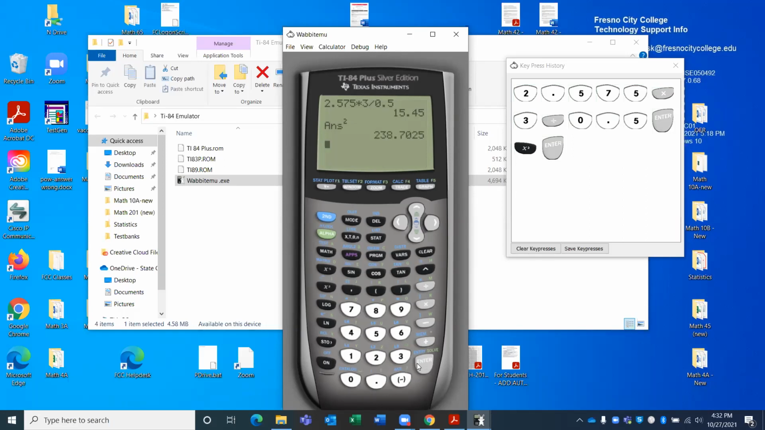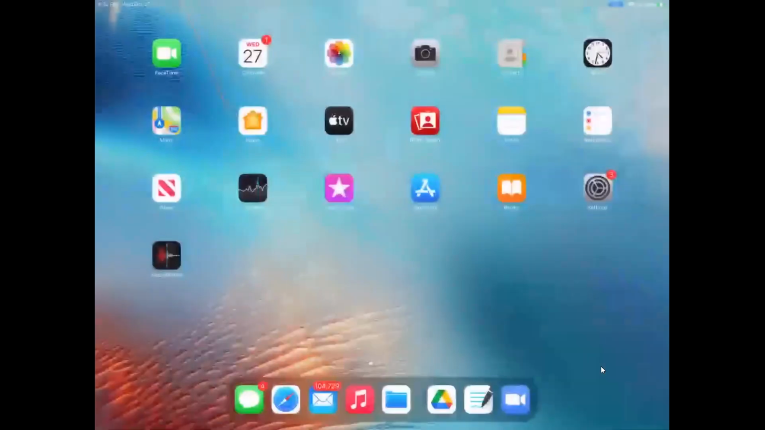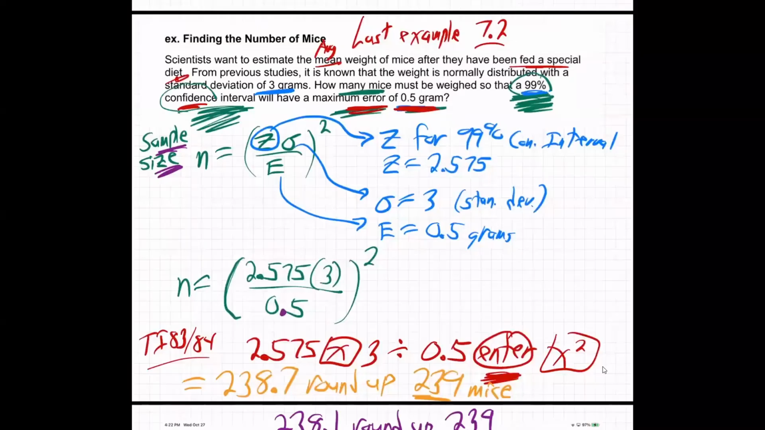Just like that. Questions I can answer on this example? Going back to the iPad here. So yeah, I should have said there's one more enter at the very end. So this is the exact sequence of buttons to hit. Literally, if you hit exactly those buttons in that order, you will get the answer.